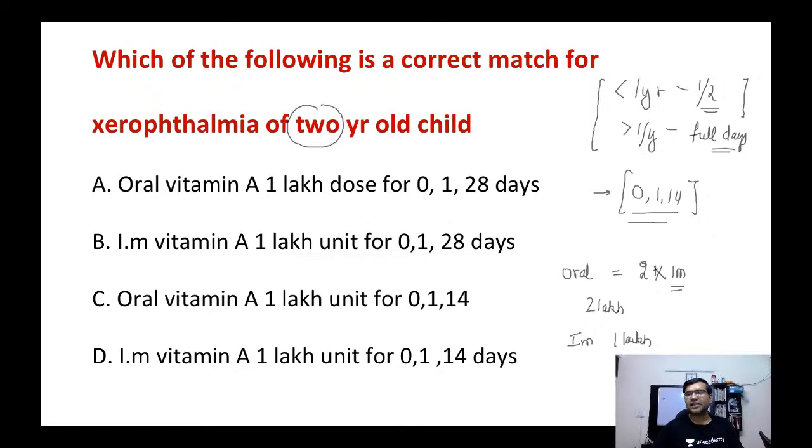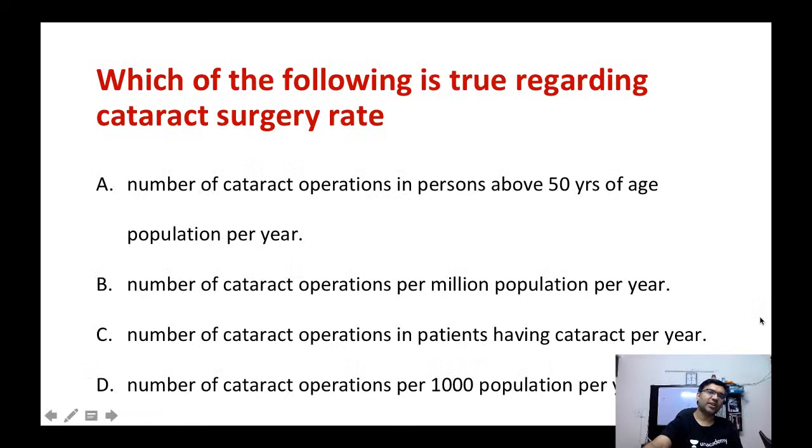If this point is clear to all of you, give me a thumbs up. So intramuscular 1 lakh unit in 0, 1 and 14 days, this is the answer of choice. Is it clear? Okay, chalo, let's move to our next question.